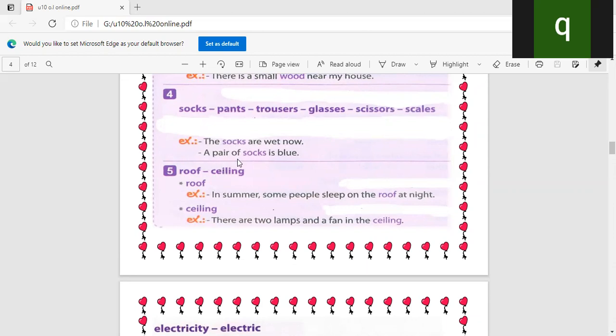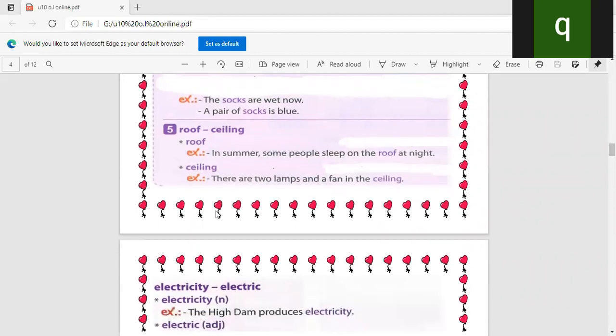But when we use a pair of, we treat it as singular. A pair of socks is blue. A pair of trousers is long. So when we say the word socks itself, we use it as plural. When we use a pair of socks, a pair of shoes, a pair of trousers, a pair of shorts, or a pair of pants, we say is. We make it singular, okay.